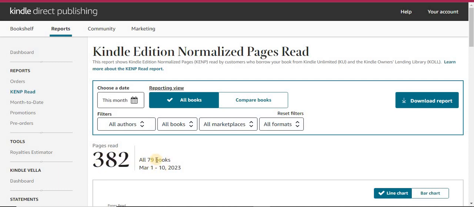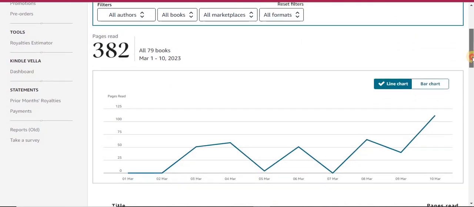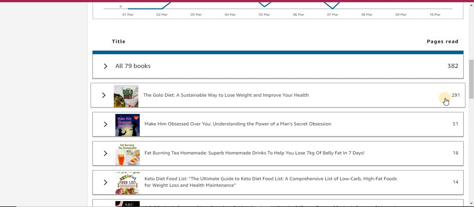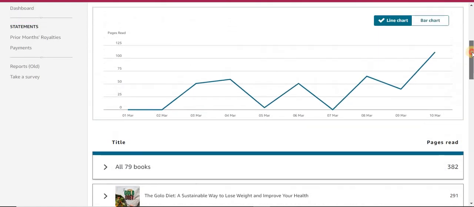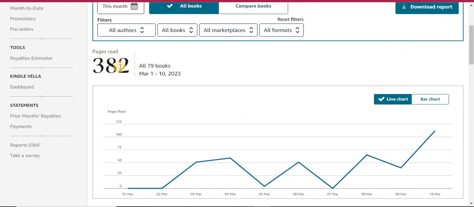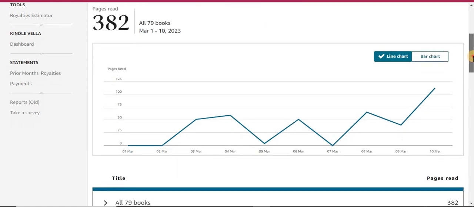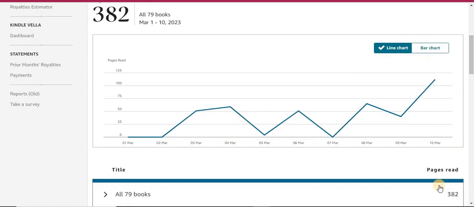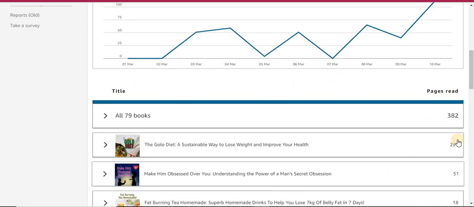You can see all of these 79 books right now, in just 10 days, have gotten all these 382 page reads. So let's scroll down just for you to see the book. I showed you this book the other time. You can see this one book has gotten 290, which is about 300 page views. Out of this 382 page reads, only one book got almost 800 page views right there, 800 page reads right there.